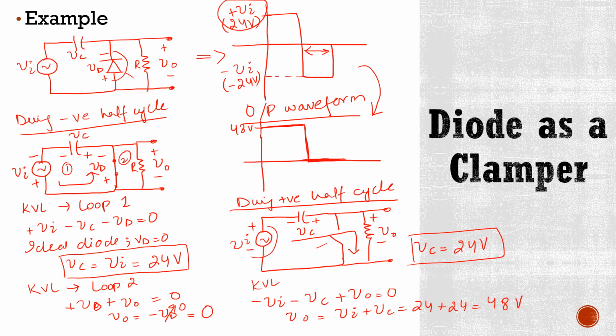It means it is an example of a positive clamper circuit. Here in this input signal, the peak to peak amplitude is 48 volts, and again if you look at the output, the amplitude of this peak is 48 volts. So this is an example of a positive clamper circuit.